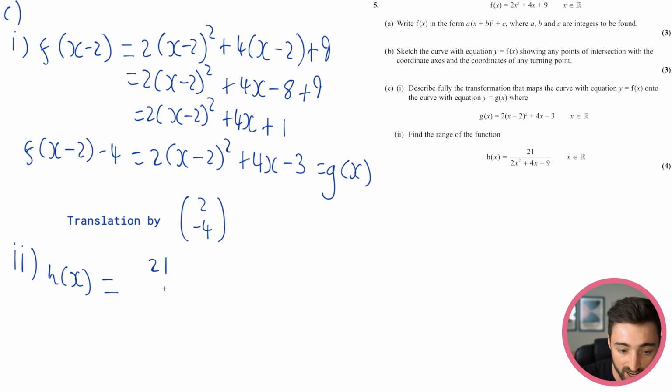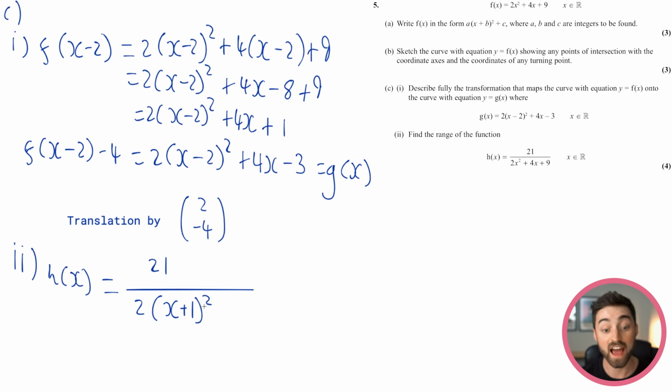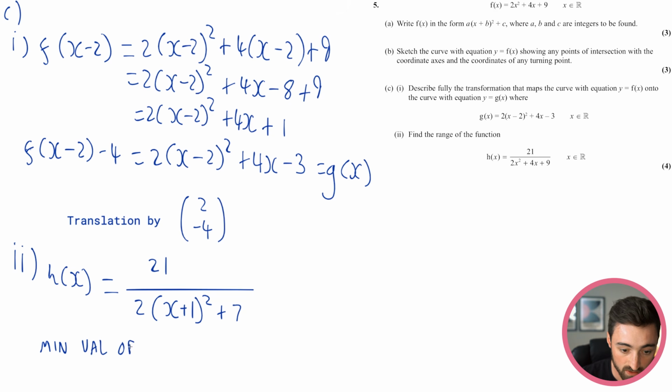So if I, instead of writing h of x equals what they've given, write it as follows. So this is going to be what? My 2 times x minus 1. I believe that was an x plus 1 actually. x plus 1 squared plus 7. Then I can see here that the minimum value of the bottom, so I'll write min val of the bottom, why not? The minimum value of the bottom is 7, okay?